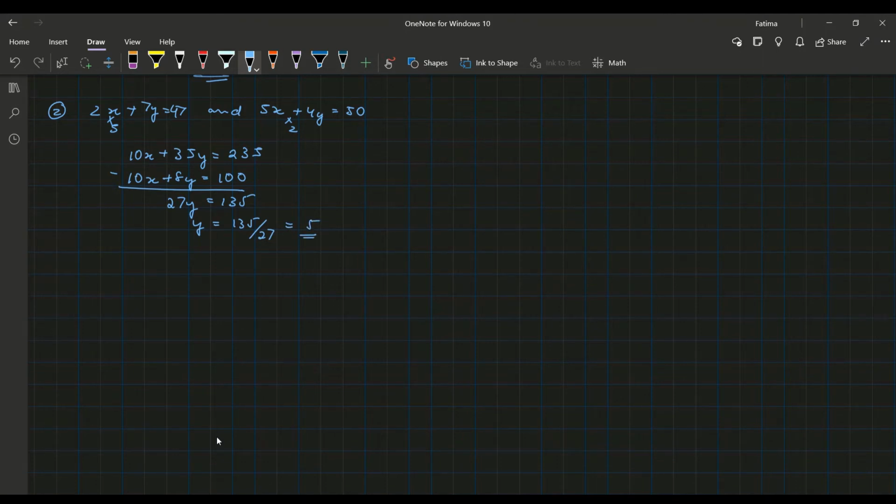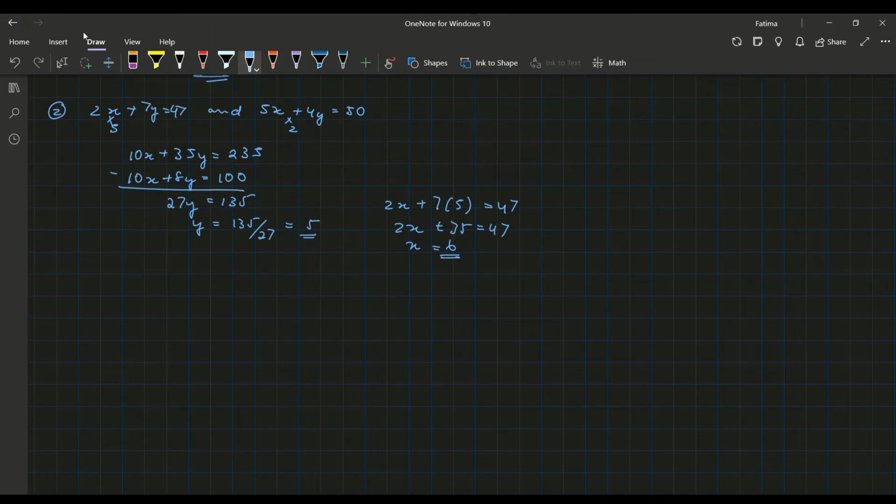Now I can substitute this in either the first or the second equation to find out what x is. So if I do 2x plus 7 into 5 is equal to 47, that's 2x plus 35 is equal to 47. So 47 minus 35, and then that divided by 2, I should get 6.